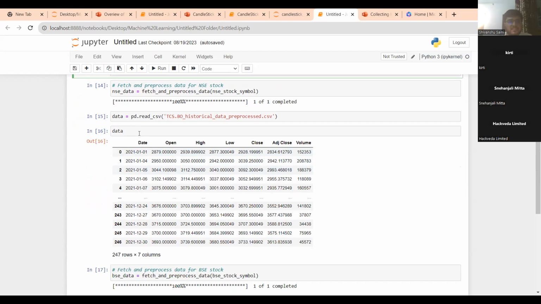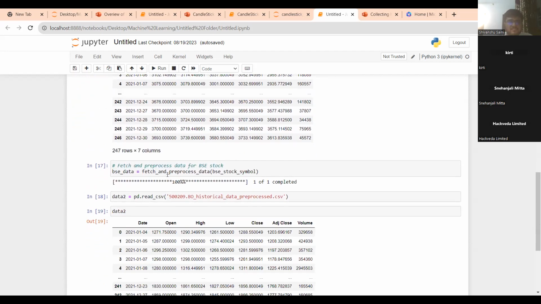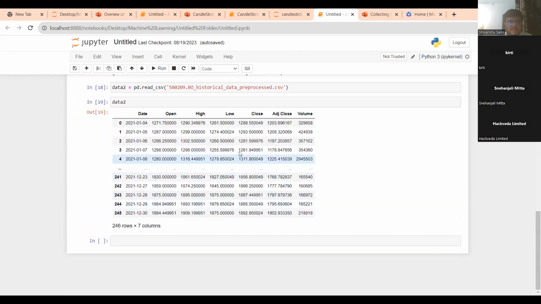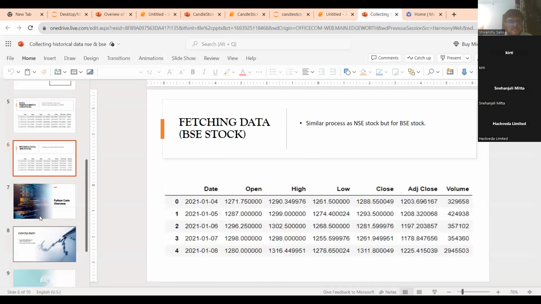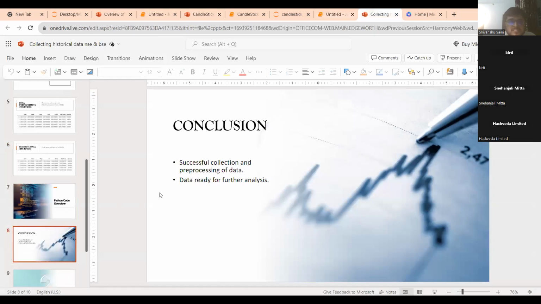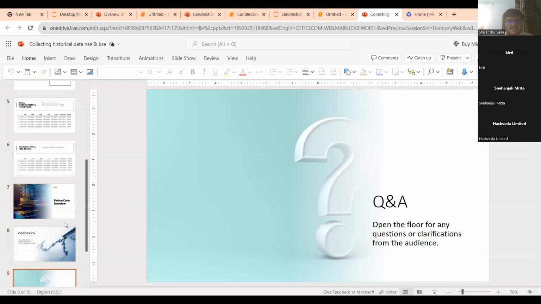The data we can show here. Then the BSE data, this one here. The conclusion is successfully collecting and processing the data, ready for further future collection.